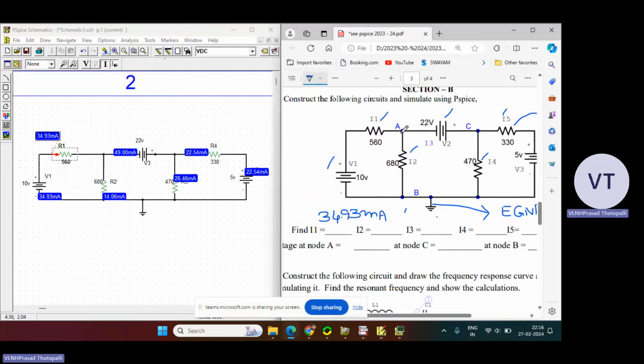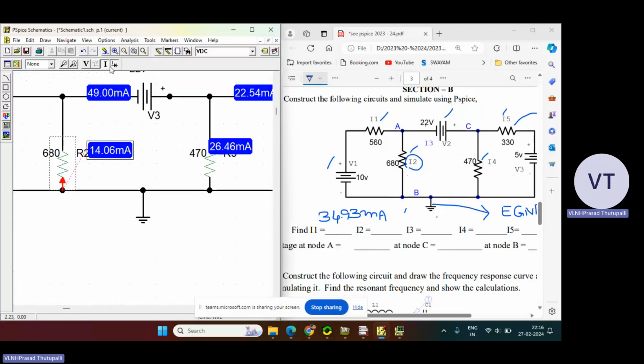Okay. Now coming to this, the current flowing through this particular branch is given the name I2. How much is that? You see and write. Okay, the current flowing through this particular branch, of course, is in a different direction, the opposite direction. It's coming from node B to node A, but still that is 14.06. You write 14.06 milliamperes.